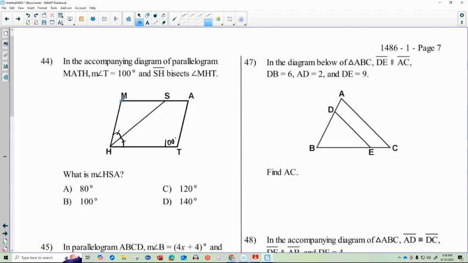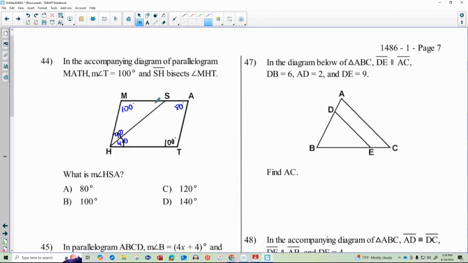All right, let's see what we can do to reverse engineer this. If angle T is 100, guess what? Angle M is also 100, because opposite angles of a parallelogram are congruent. And if angle T is 100, angle A is 80. Why? Because consecutive angles are supplementary. They add up to 180. If angle A is 80, angle H is also 80, but it's been cut in half, which means we can put a 40 here and a 40 here.